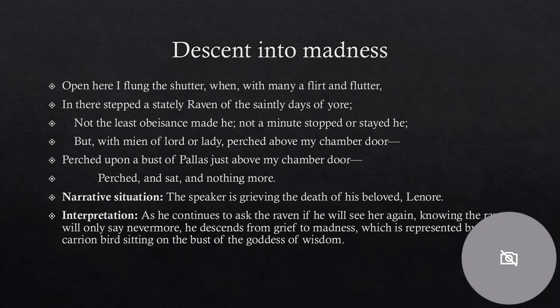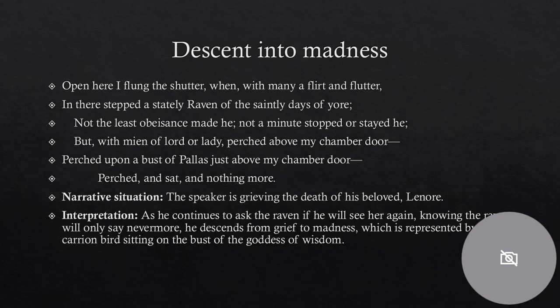Open here I flung the shutter when, with many a flirt and flutter, in there stepped a stately raven of the saintly days of yore. Not the least obeisance made he, not a minute stopped or stayed he, but with mien of lord or lady perched above my chamber door, perched upon a bust of Pallas, just above my chamber door, perched and sat and nothing more.